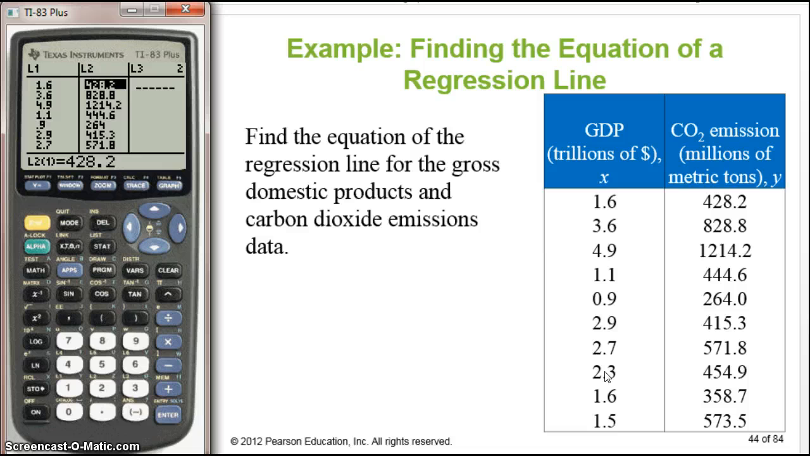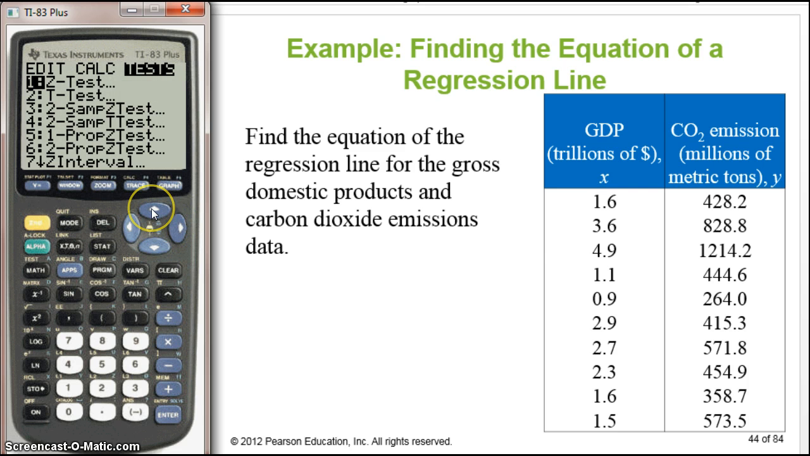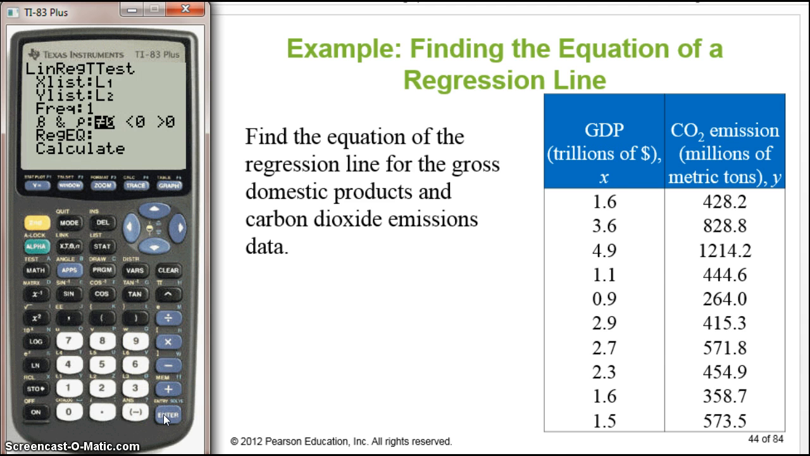And we're actually going to click stat again, and we're going to go over to test and then go down and pick the linear regression t-test again. And we're not going to do anything differently here. We're going to leave the x list alone, the y list alone. We're not going to change anything on here. We're even going to leave it at not equals 0, just like we did for the correlation test. We're just going to go to calculate.